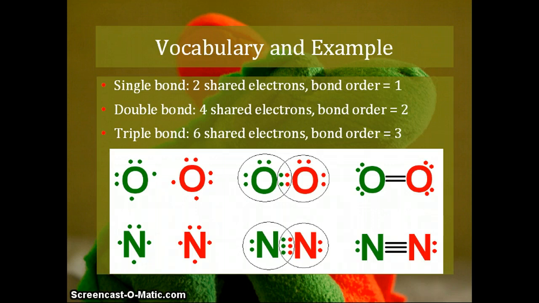In the case of nitrogen, each atom donates 3 electrons to share with the other. Since 6 electrons are being shared, a triple bond is formed.